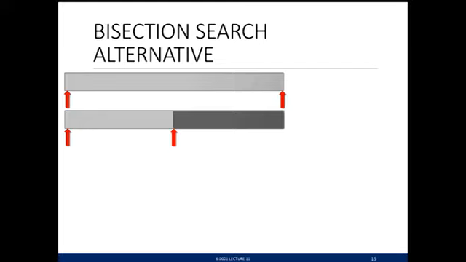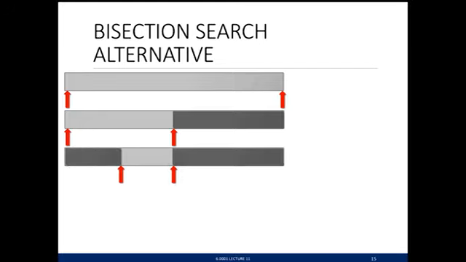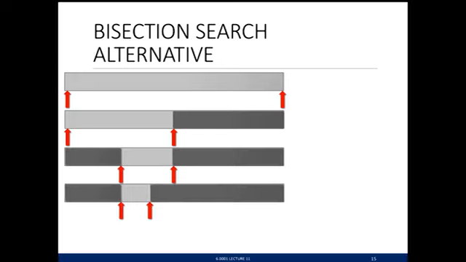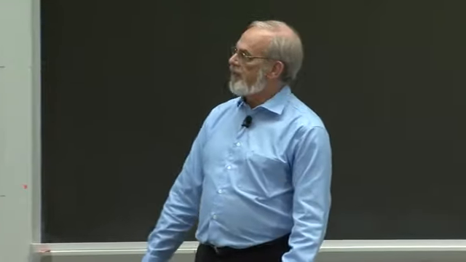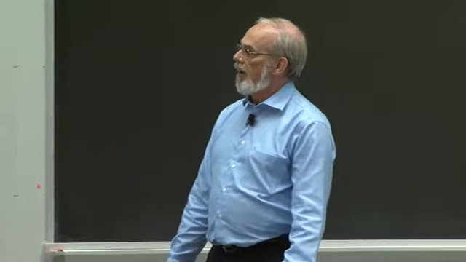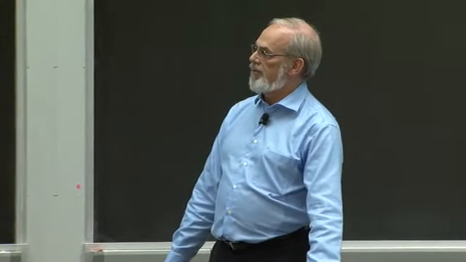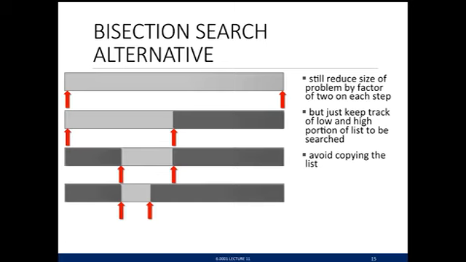And when I test the middle again, same idea. Now, I'm not actually copying the list. I am simply keeping track of where are the pieces of the list that bound my search. Right? I'm still reducing the size of the problem by a factor of 2 at each step. That's great. All I need to do now, though, is just keep track of which portion of the list I'm searching. I'm going to avoid copying the list. So the number of recursive calls, again, will be logarithmic. Let's see if that actually fixes my problem.